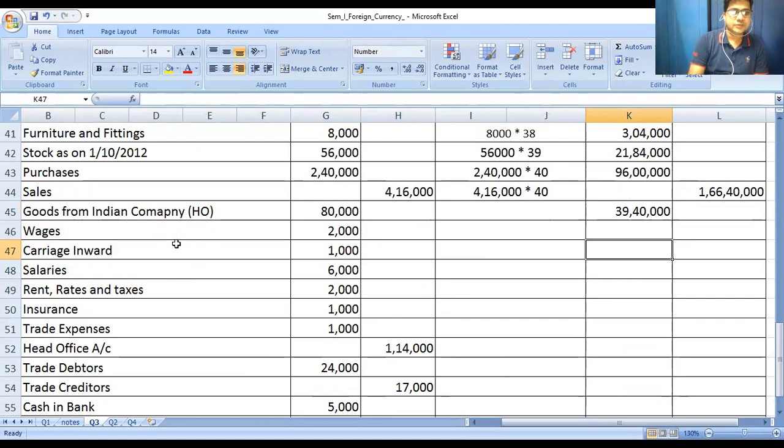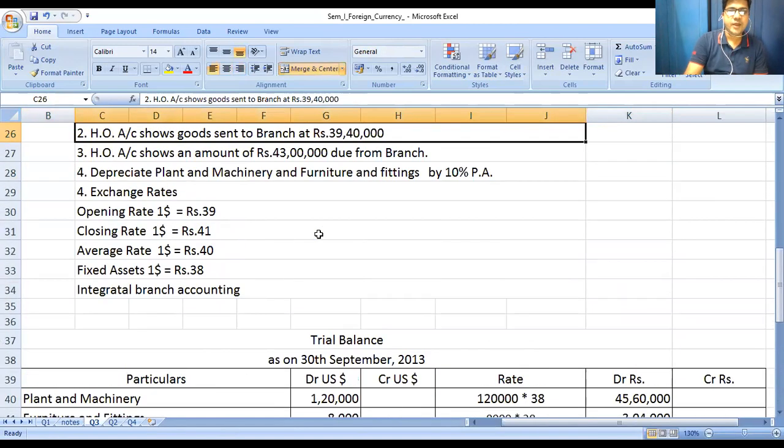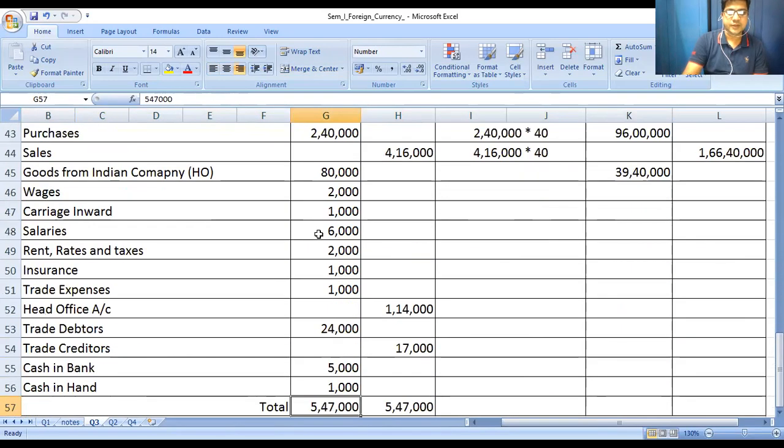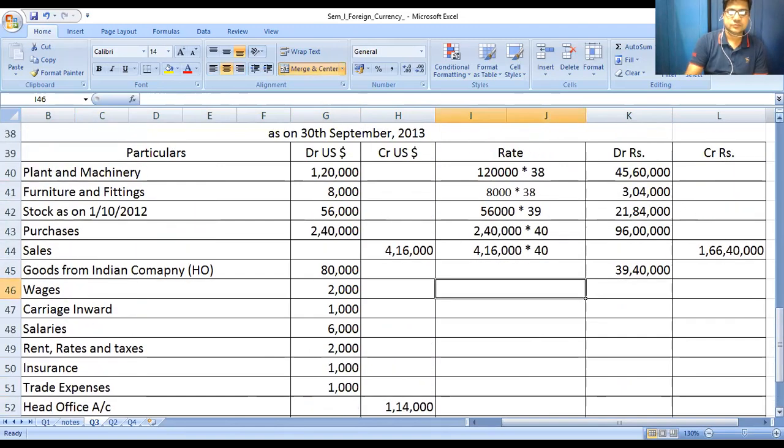After recording this value, next item wages, $2,000. It is a revenue item. Which rate do we have to consider? Opening, closing, average? Average rate. Here we have to do the calculation first. $2,000 into average rate 40, that is 80,000 rupees. Wages.